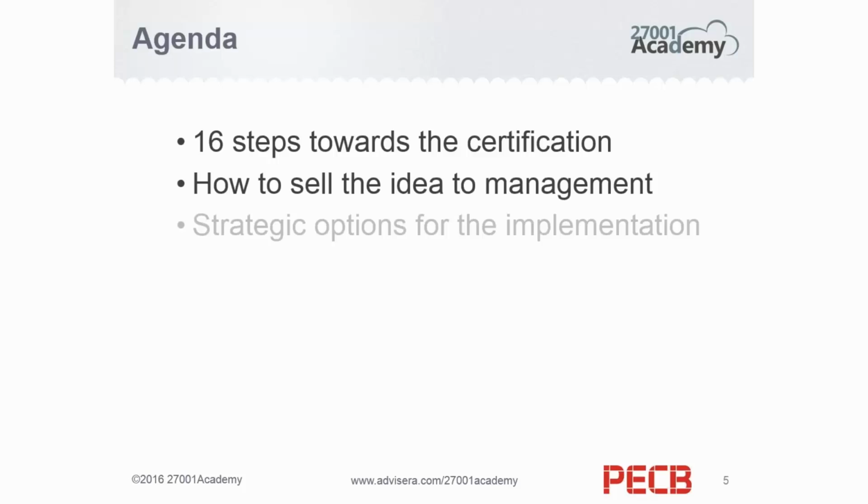The second topic is how to sell this whole idea to your top management, because if you're working as an information security practitioner, you probably know that it's not really easy to get approval of such a project from the top management, or even if you do get the approval, they're still not really willing to support you when you encounter some kind of problems. And the third topic is what are the strategic options that you can take for the implementation. Basically, there are 3 strategic options, and I will also explain them.